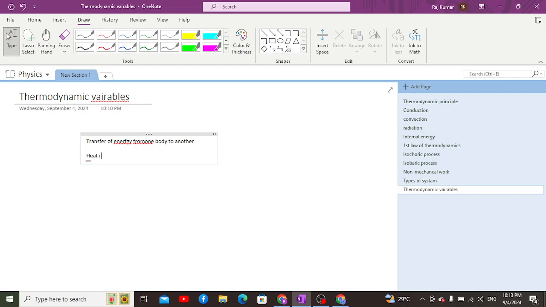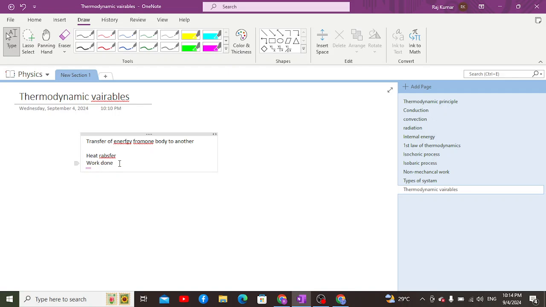heat transfer or through work done, such that if we do work on a body, then its internal energy either increases or decreases, and if we transfer heat from one body to another body, then its internal energy either increases or decreases. And that study of the transfer of energy from one body to another body through heat transfer or work done is the study of thermodynamics.